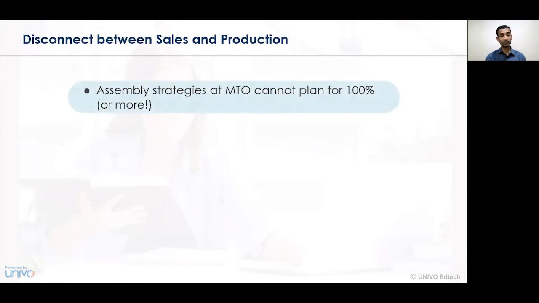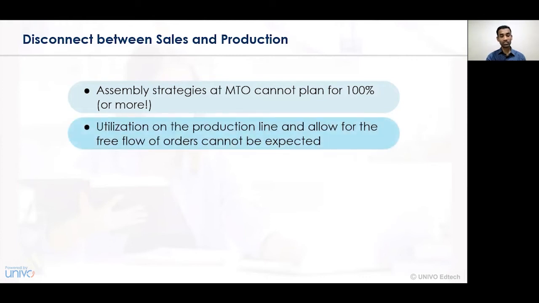Now, why is there a disconnect between sales and production in the MTO strategy? Let's understand the process or steps in detail. The assembly strategy with respect to MTO cannot be planned for 100% or more. The management or strategic decision making with respect to MTO is always aiming for 100% results. But in case of an MTO strategy, this particular concern cannot be applied because it is not achievable. And hence there is a disconnect between the sales and production activity. Utilization on the production line and allowing for the free flow of orders cannot be expected.